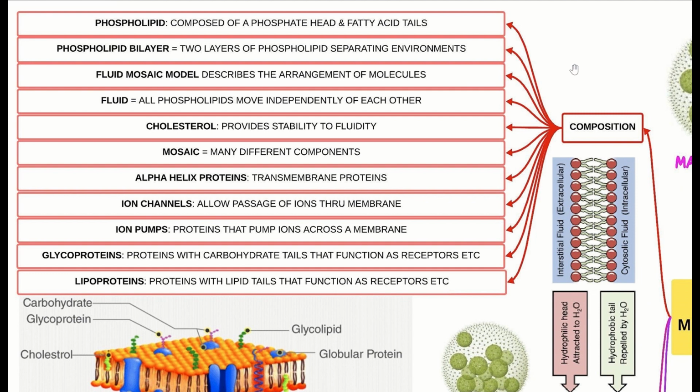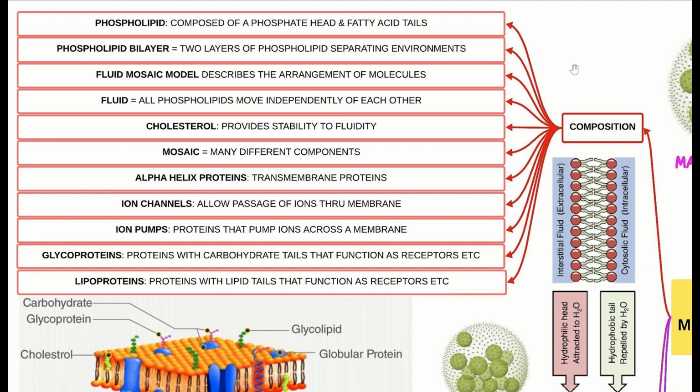The cell membrane adheres to the fluid mosaic model. It's fluid because all of the phospholipids move independently of each other. Cholesterol provides stability to the fluidity so that the membrane doesn't fall apart. The mosaic refers to the many different components within the cell membrane, being lipids and proteins and glycoproteins and lipoproteins and cholesterol.